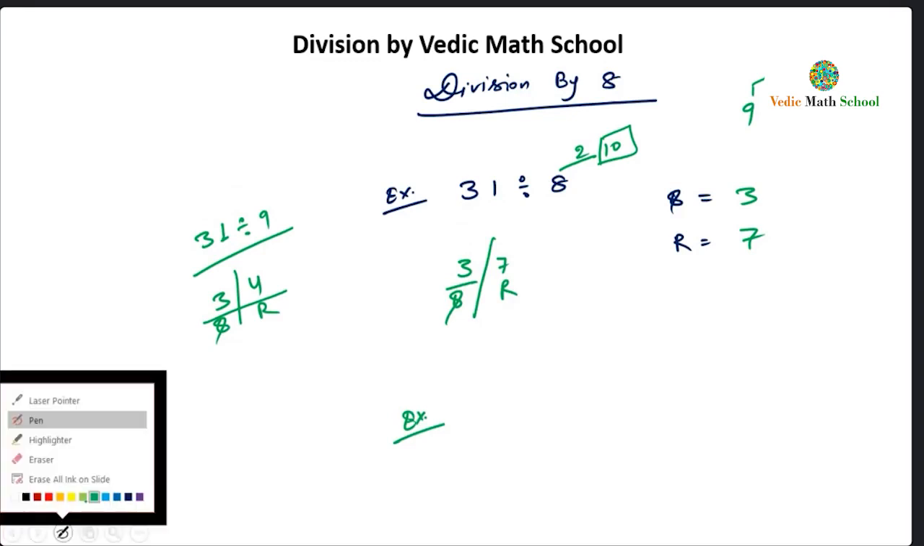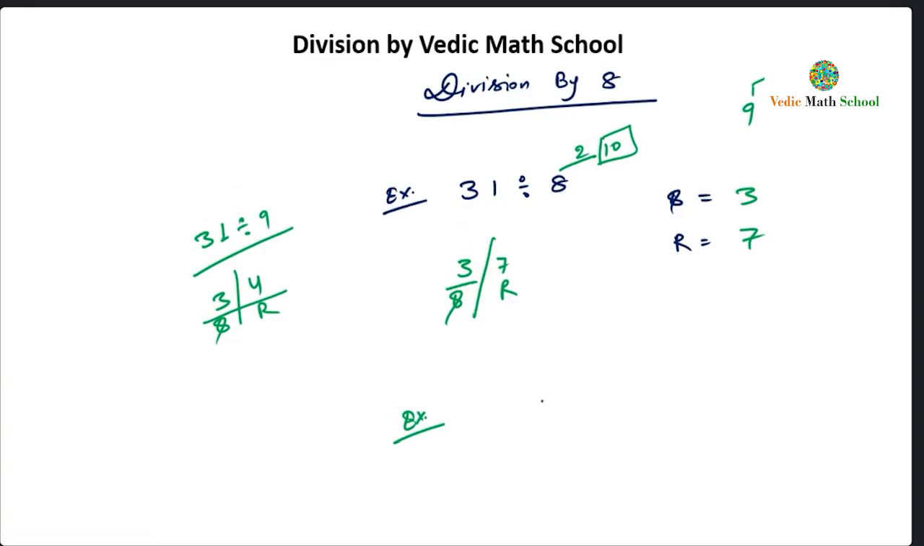Let's understand with one more example, then it will become clear. Suppose the number is 41, dividing with 8. Okay. So what are we going to do? We are going to do the same thing again. 4 is as it is. Now we have to add 4 double. Double of 4 is what? 8. 8 plus 1? 9.